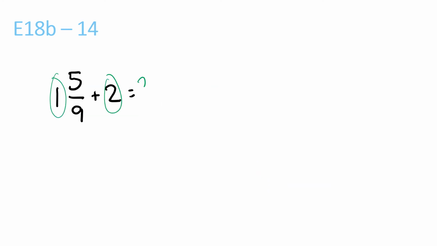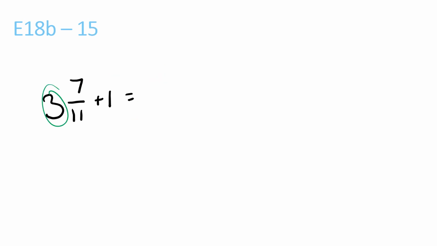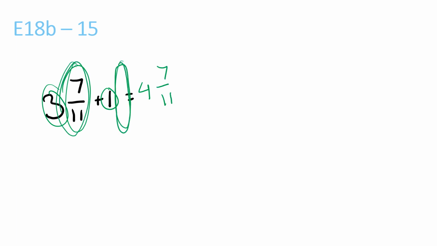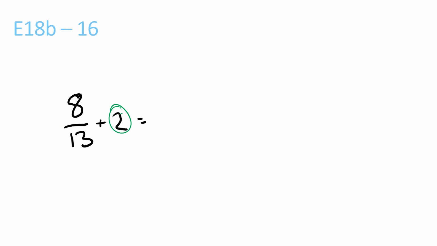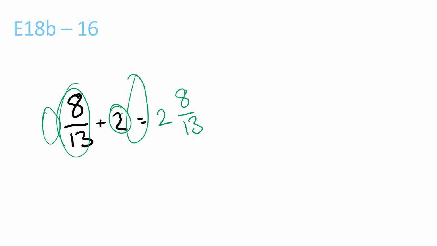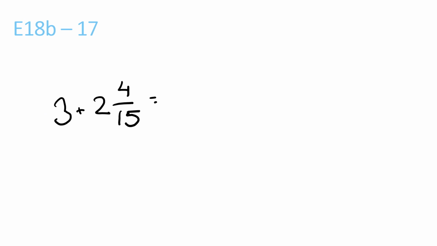1 plus 2 is 3, and there's no fraction to plus this with, so it's just 3 and 5 over 9. 3 plus 1 is 4, and 7 over 11, because this can't get plussed with anything here. 2 plus nothing here, so it's just 2, and 8 over 13 plus nothing here, so it's just 2 and 8 over 13. Last and final question. 3 plus 2 is 5, and there's 4 over 15.